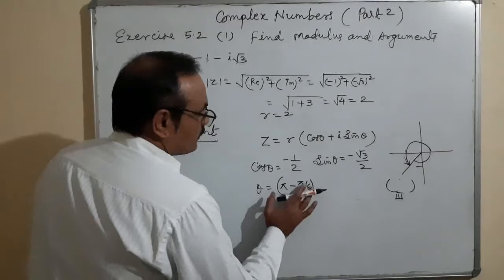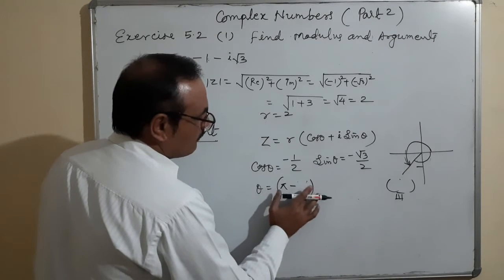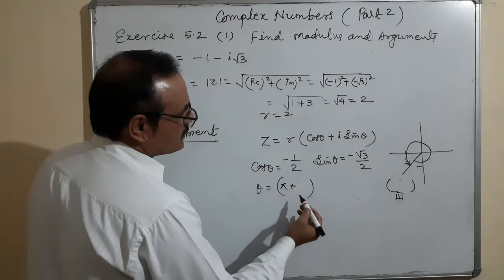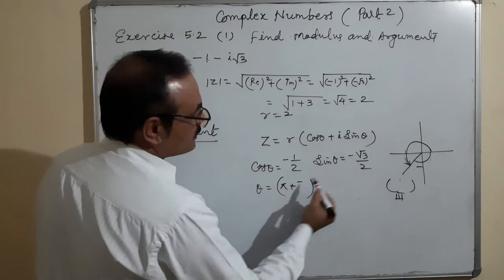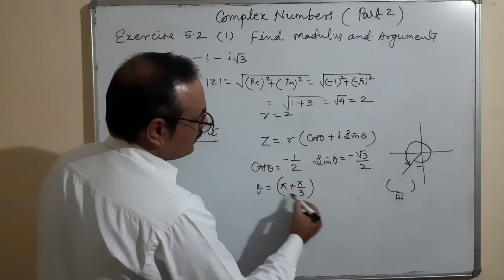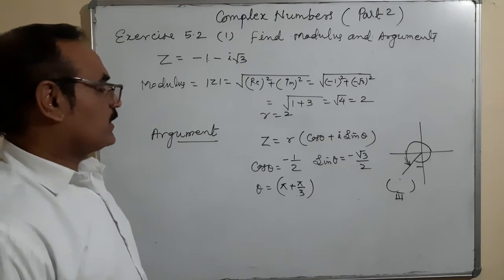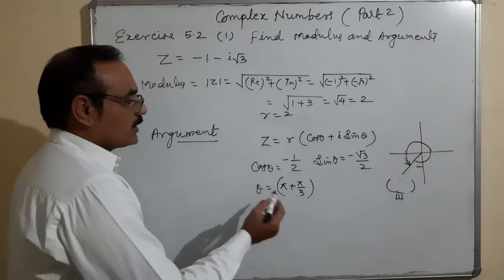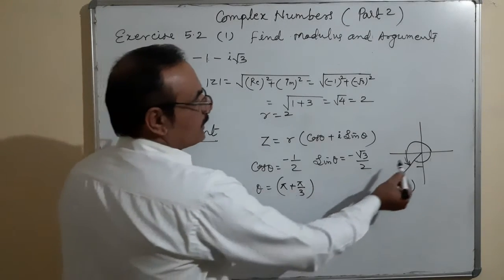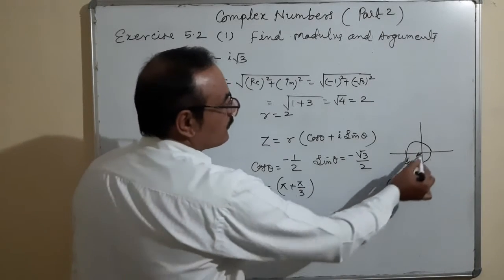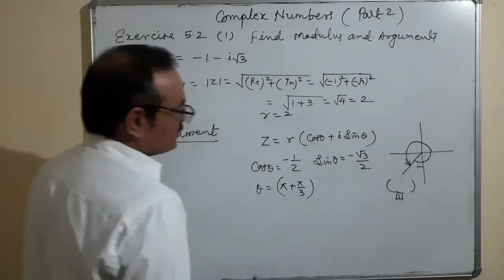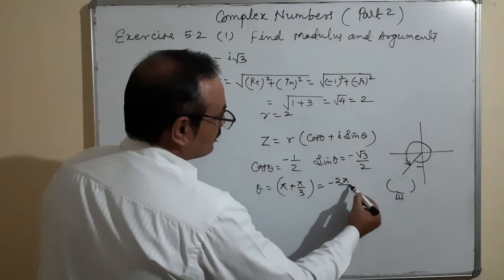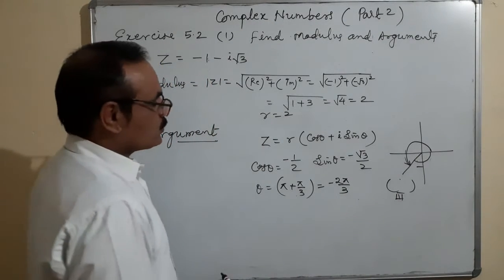Okay. So here I can write pi plus pi by 3. 180 plus 60, 240. So 240 is 4 pi by 3. But this is not the principal argument. For finding the principal argument, what is the value of this? The value of this is simply minus 2 pi by 3. Okay, minus 2 pi by 3.